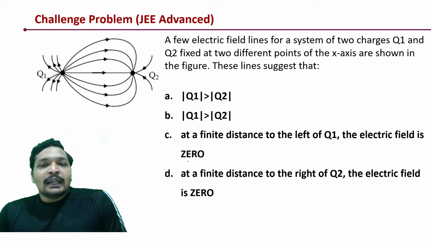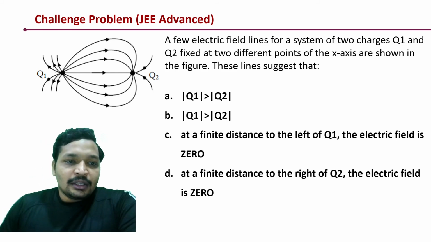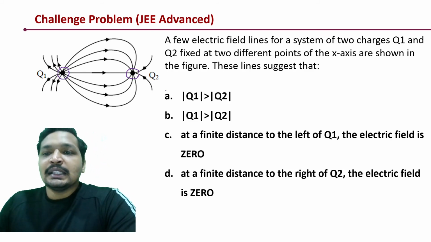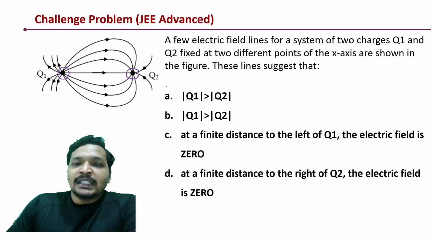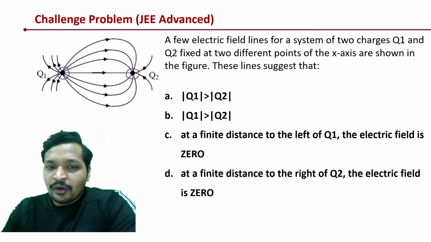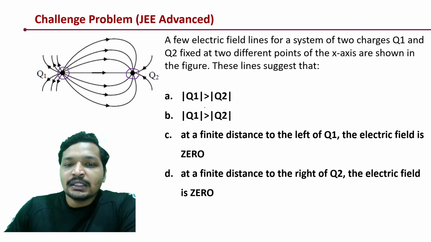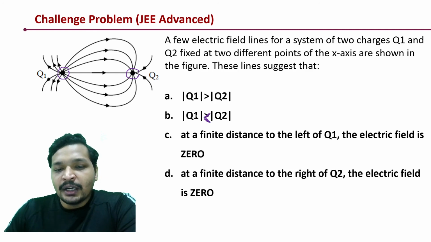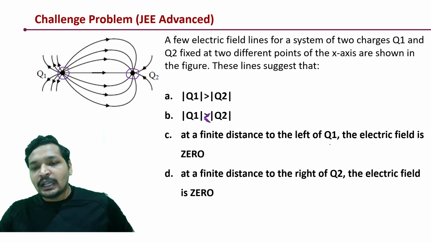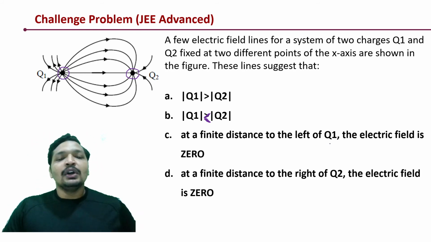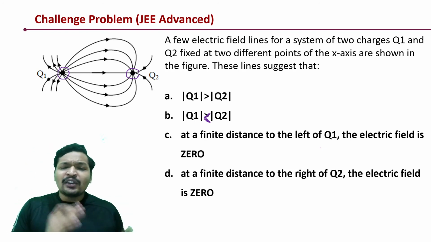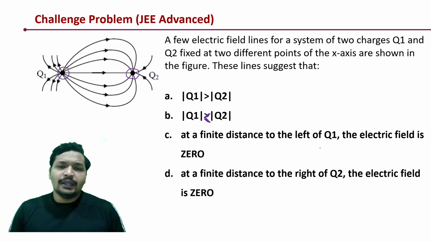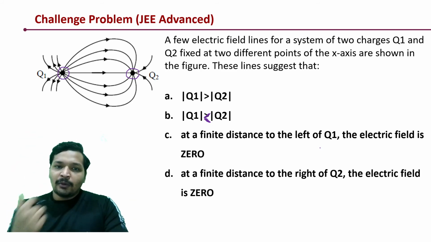So a few electric field lines for a system of charges like Q1 and Q2 are given to you, and these lines suggest something that we will get into later on. But here, what are the given options? Q1 is greater than Q2, and the second option, Q2 is greater than Q1. Then, at a finite distance to the left of Q1 the electric field is 0, or at a finite distance to the right of Q2 the electric field is going to be 0. First of all, let's dive into this problem and understand this.